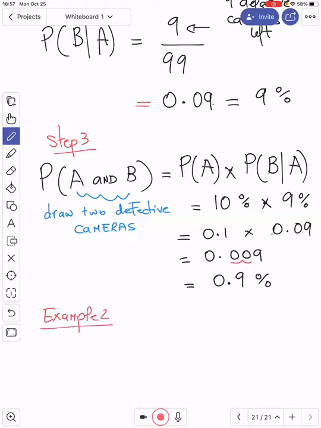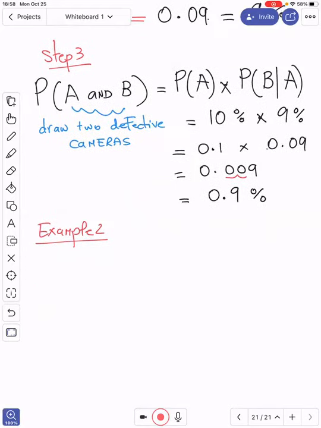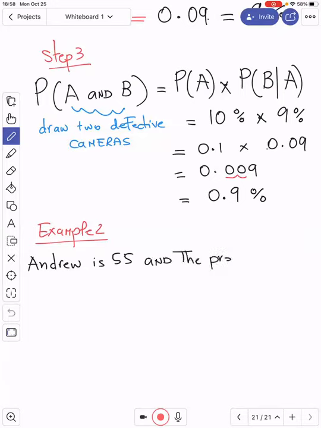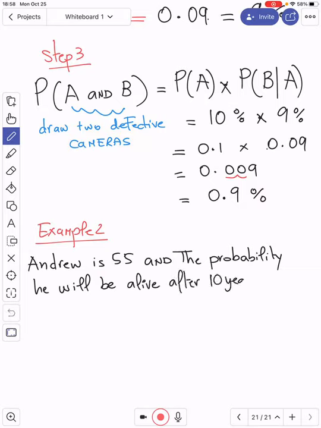So that will be example number two, I guess. All right, so in this example number two, we have two people. We have Andrew. So Andrew is, let's say, 55. He's 55 years old. And the probability that he will be alive after, let's say, 10 years is 72%. Okay.